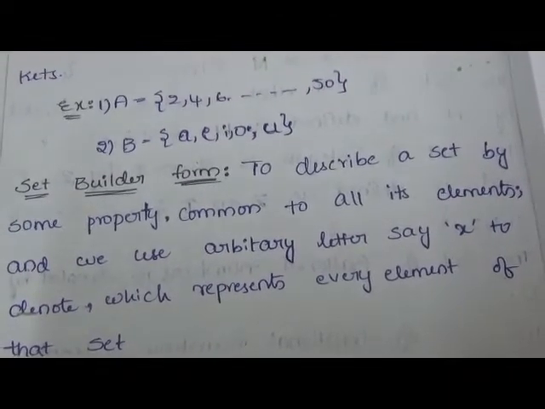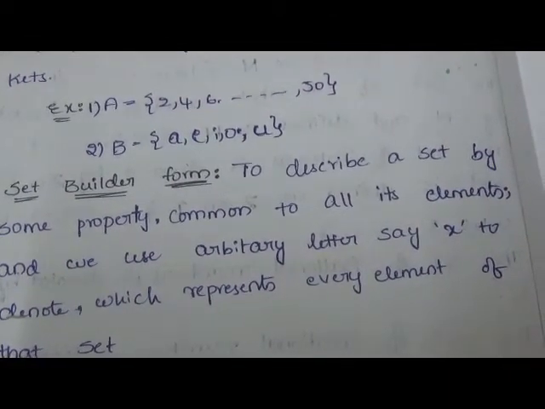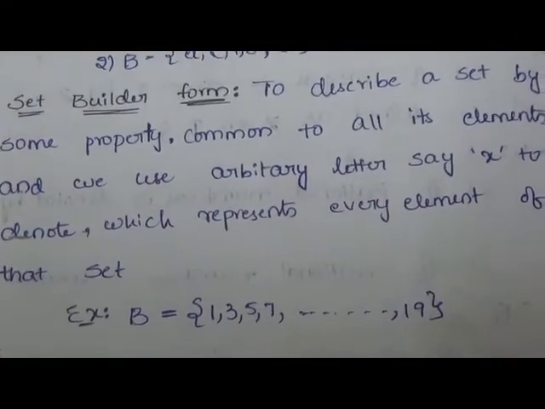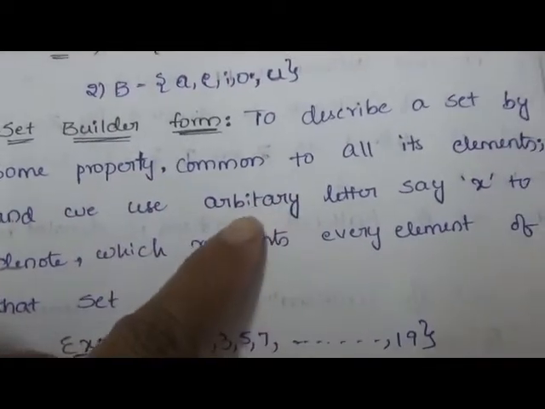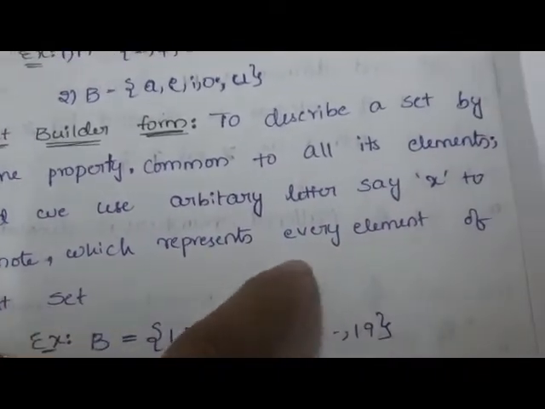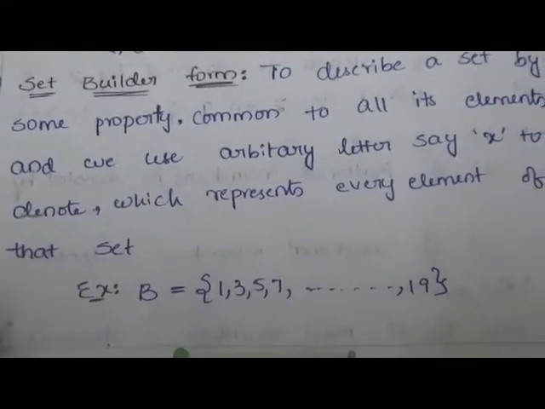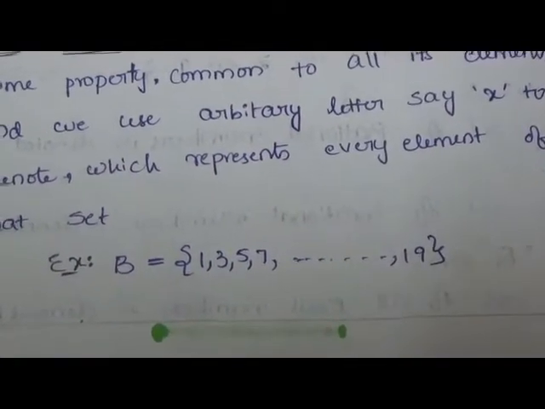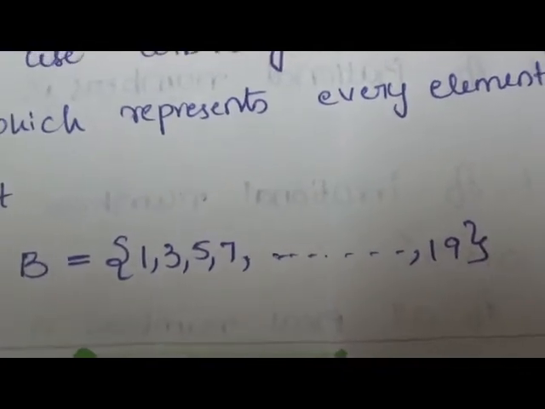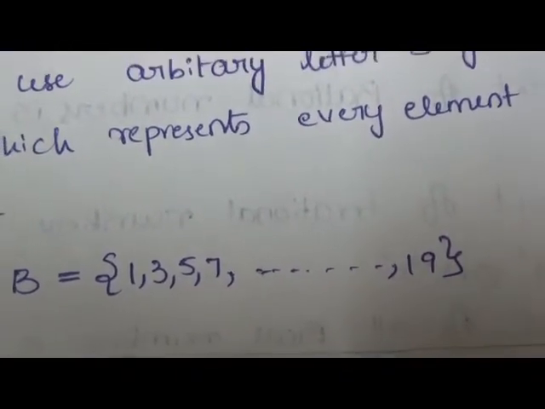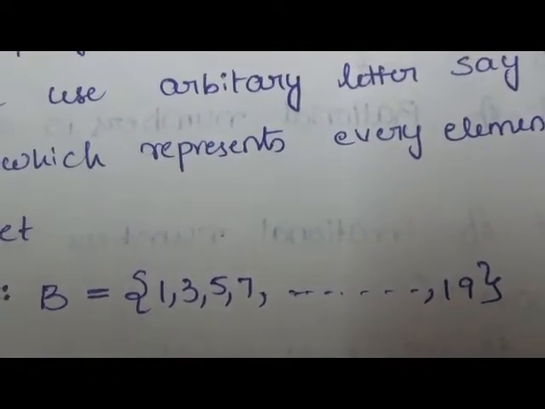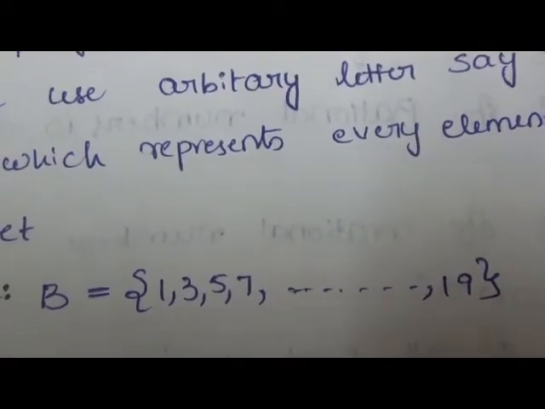Already I said, the set includes a common feature or property. That common feature or property, we can write in the form of a letter, that is X. We use an arbitrary letter, say X, to represent every element of that set. For example, B is equal to {1, 3, 5, 7 and so on up to 19}. What kind of numbers are these? They are odd numbers, right? The odd numbers which start from 1, 3, 5 and go up to 19.